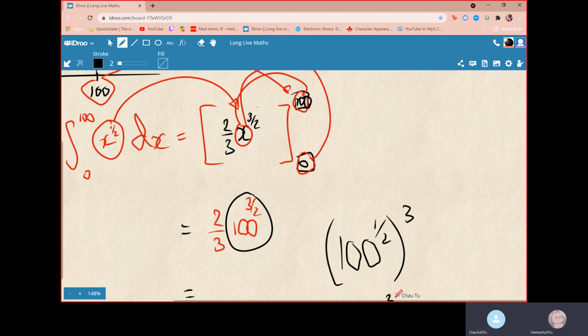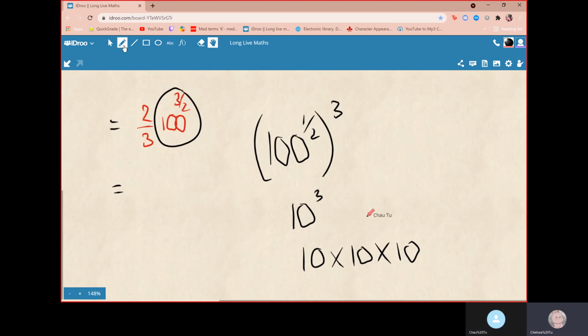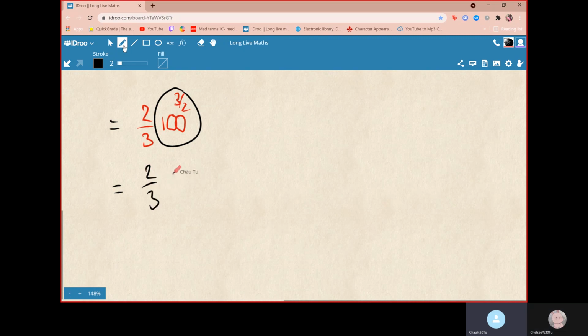Then to the power of 3, so 10 times 10 times 10. That's what to the power of 3 means. 10 times 10 is 100, and 100 times 10 is 1,000. So it's actually 1,000. So we can imagine this as being 2 over 3 times 1,000. And then this gets multiplied to the top, giving you 2,000 over 3. So that's your area.